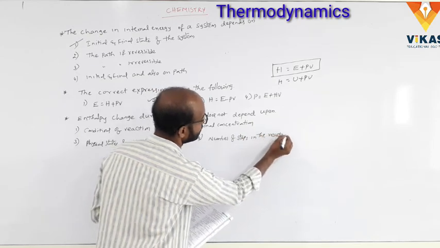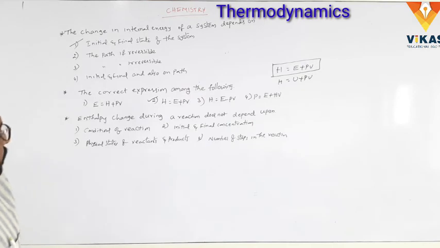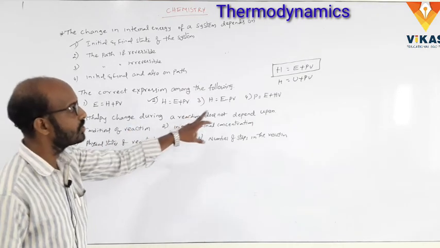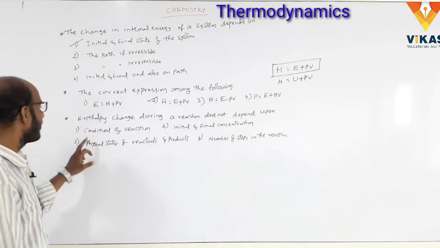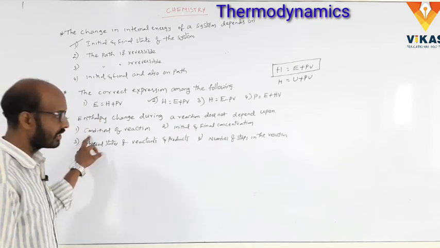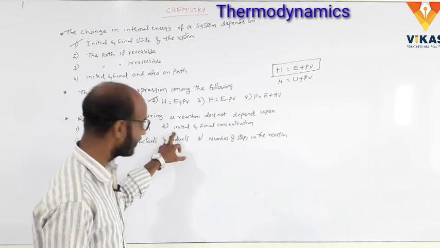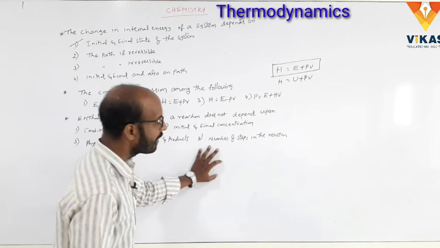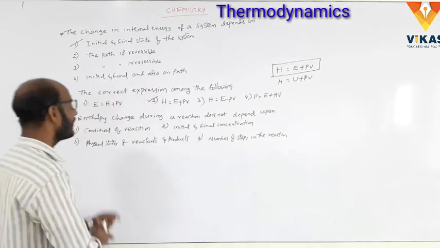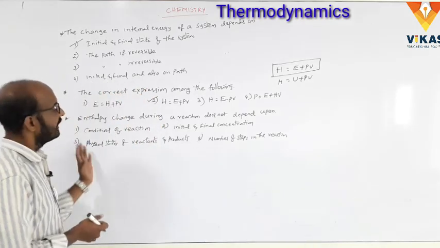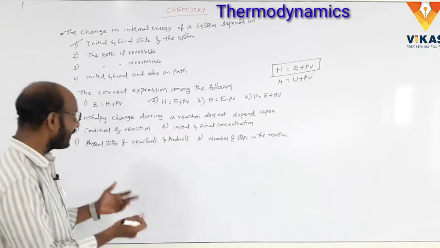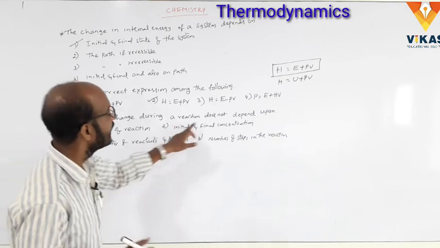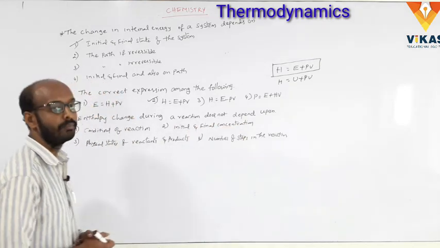They give the four options. Question is, enthalpy change during a reaction does not depend upon the. Number one, conditions of the reaction. Number two, initial and final concentration. Number three, physical state of reactant products. Number four, number of steps in the reaction. So we know the enthalpy, here three options are related to enthalpy, but the fourth one is the reaction does not depend upon the.